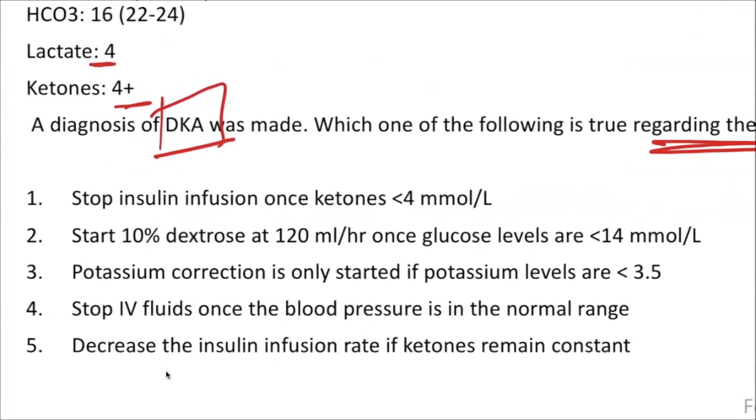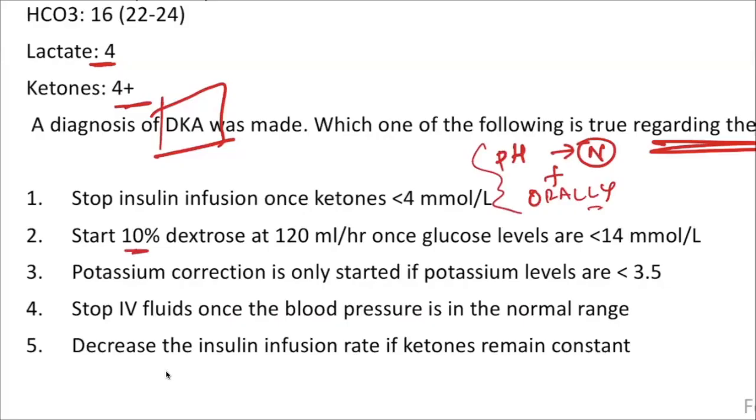Stop insulin once the ketone value is less than 4 millimoles per liter. No, that is not the right criteria. The right criteria is usually we look out for the pH. pH should be in the normal range. Along with it, the patient should be able to take orally. If these two criteria are satisfied, that's when we stop the insulin infusion. Otherwise, we do not stop.